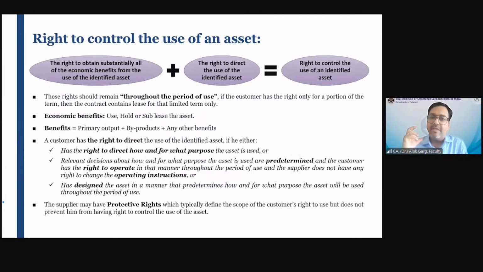So if the lessee has a right to obtain largely all the economic benefit from the use of the identified asset, and the lessee has a right to direct the use, meaning the lessee finalizes how and for what purpose the asset is going to be used, then you can say that the right to control the use of an asset is lying with the lessee. Is that clear?